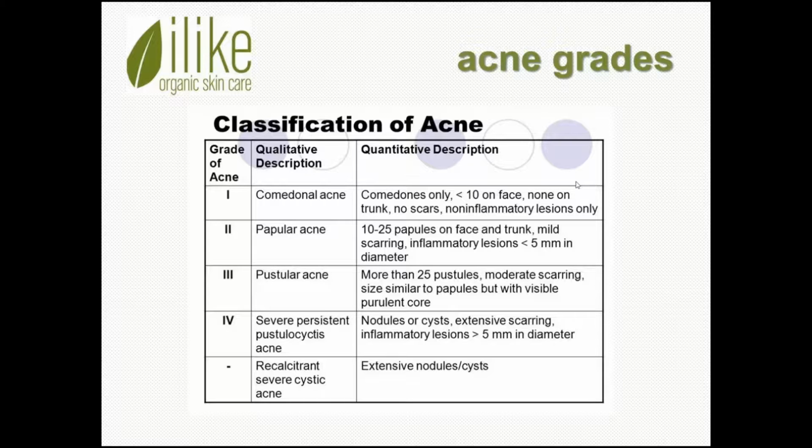Grade 3 acne is our pustular acne. More than 25 pustules, resulting in moderate scarring. The sizing can be similar to papules, but with visible pores. Grade 4 acne is severe and persistent pustulocystic acne. Nodules or cysts. Extensive scarring can occur. The inflammatory lesions are greater than 5 millimeters in diameter. And again, our acne grade 4 nodules and cysts should be referred to a dermatologist for their attention.